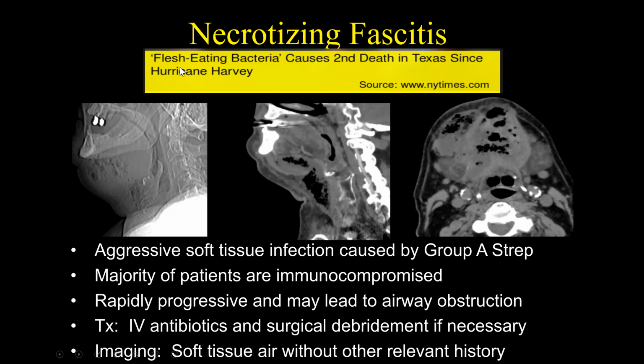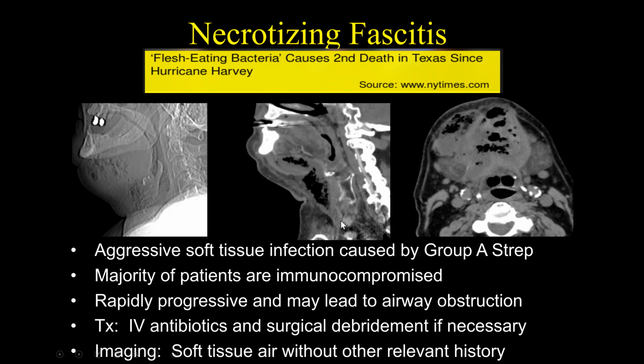So necrotizing fasciitis, occasionally it'll pop up in the New York Times. Flesh-eating bacteria is the other term. So this is an aggressive soft tissue infection that's typically caused by group A strep. The majority of the patients are immunocompromised, and there's rapid progression that may lead to airway obstruction. And here we can see this really severe form of necrotizing fasciitis involving the anterior neck, in this case involving the tongue. And you can easily see how this can result in airway compression. The treatment is usually IV antibiotics and surgical treatment as necessary.